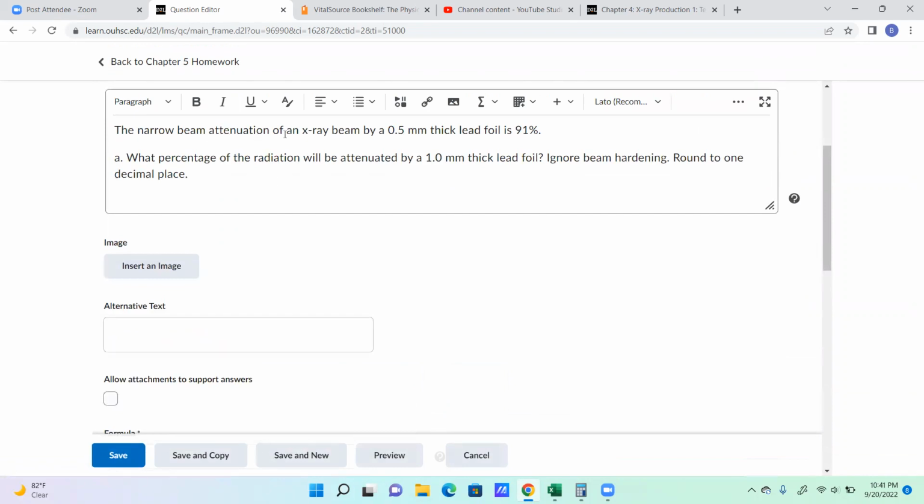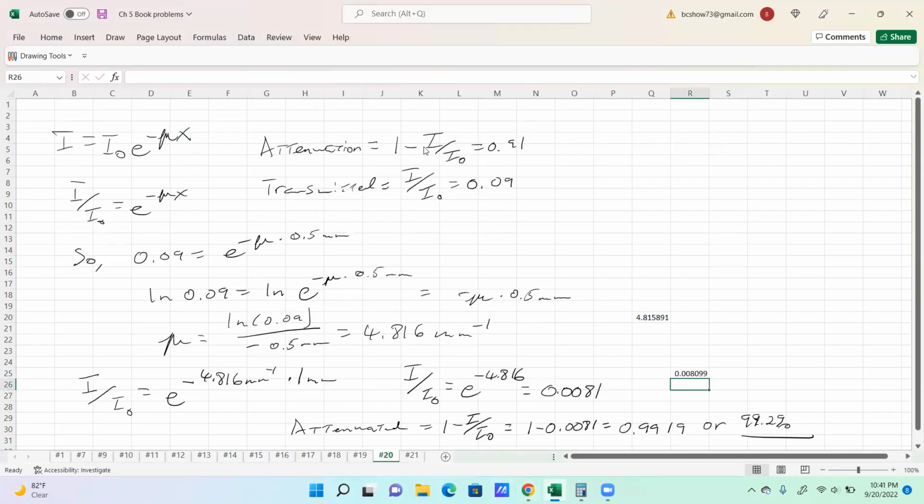Narrow beam attenuation of an X-ray beam by 0.5 millimeter thick lead foil is 91%. So what percentage of the radiation will be attenuated by a 1 millimeter thick lead foil? So if we go to the problem here, we know that the attenuation is going to be 0.91. So 91% of the beam is attenuated. That means the amount that's transmitted is actually going to be 0.09. When we use this particular formula, rearrange it here, we know what the amount of transmission is. We can fill that in.